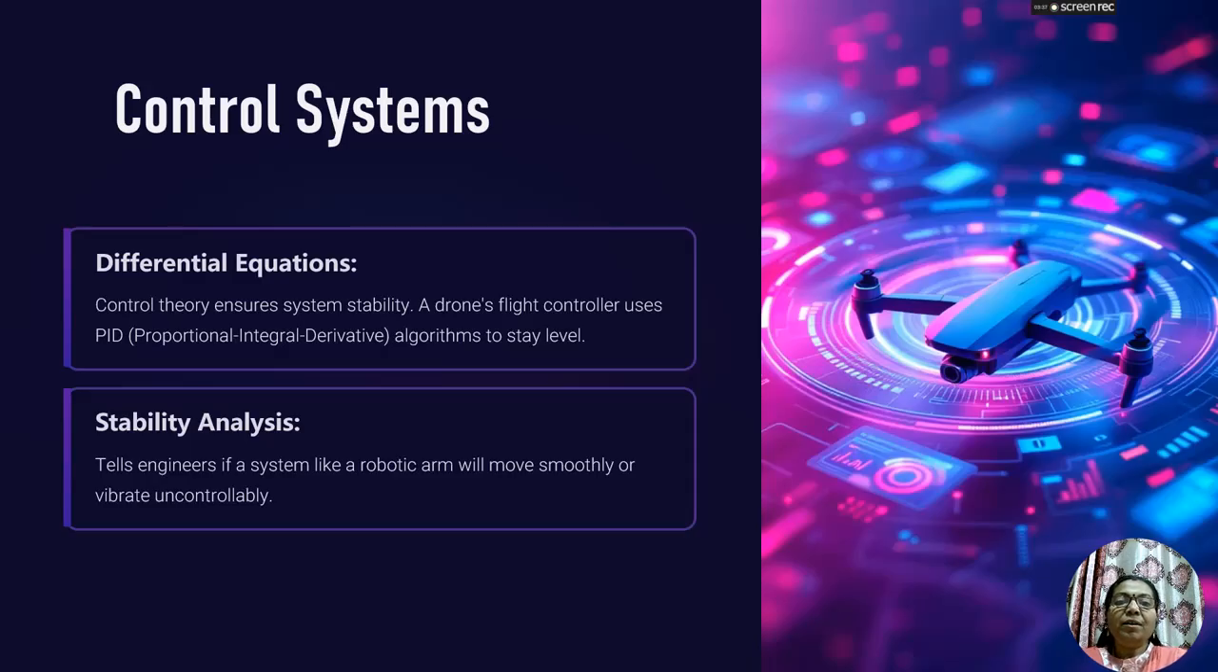A drone's flight controller uses the proportional integral derivative algorithm to keep the drone level. Here we use differential equations and we can analyze whether the drone flight is under control or not. In the same way, we can check whether a robotic arm will move smoothly or vibrate uncontrollably. Especially in stability analysis, we use control systems as well as differential equations.